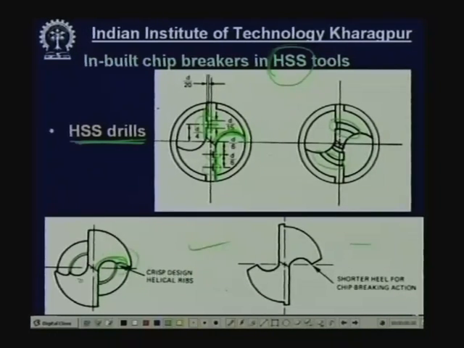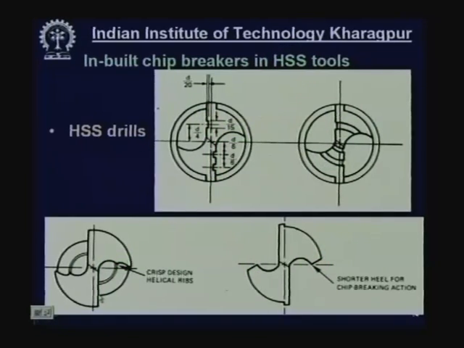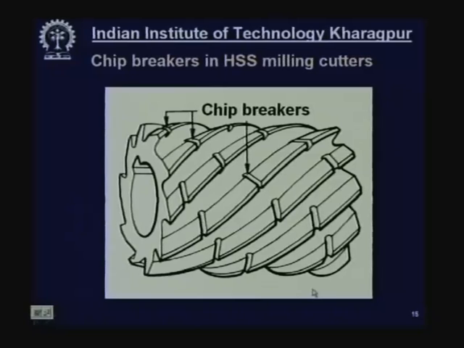This is further simplified by the earlier. Normally, this is sharp like this. By removing this portion by milling, one heel is created here. So, this will force the chip to curl closely, and that will make the chip disposal and collection convenient. Now, this is applied to milling cutters, end milling cutters, slab milling cutters, and also in case of broaching cutters.